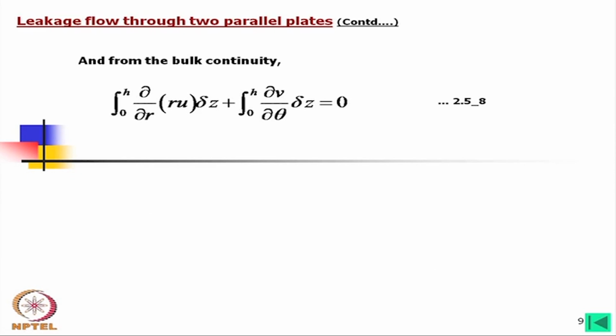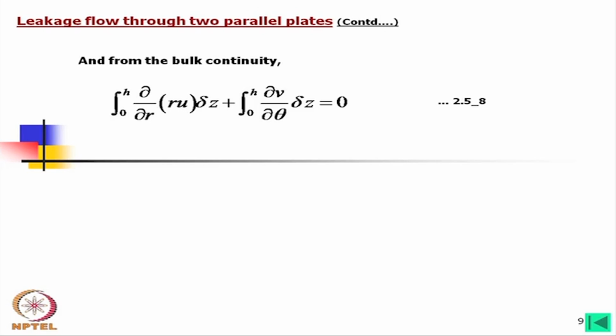And from the bulk continuity in the cylindrical coordinate system, the bulk continuity is written in this form. R is the general radius, and h is the gap, so the limits are from 0 to h. So, del by r del r of r times the integral of u dz plus the integral from 0 to h of del v by del theta into dz is equal to 0. These are the standard equations which we have adopted here.